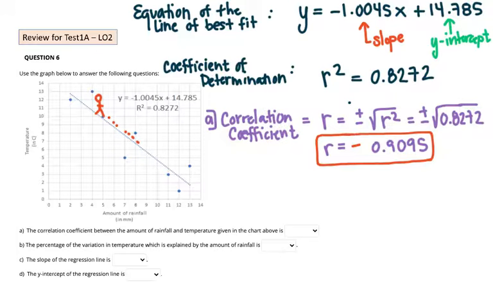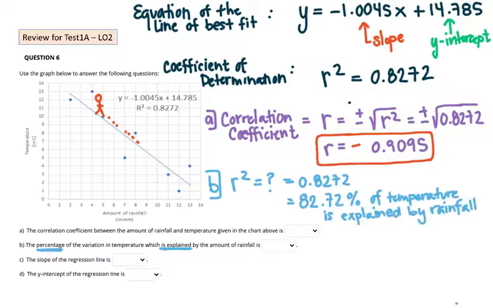This is a very strong negative linear relationship. Part B is asking about the percentage which is explained. So they're actually asking us about r squared, which we already know is 0.8272. How do we write that as a percentage? So 82.72% of the temperature is explained by the rainfall.